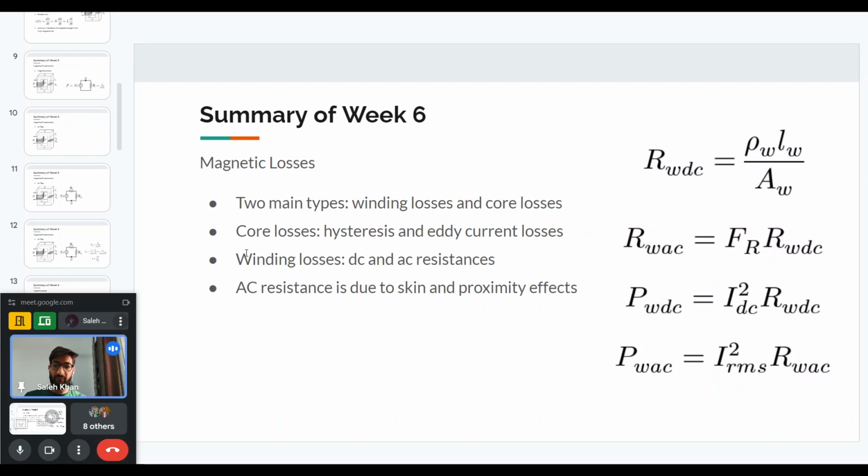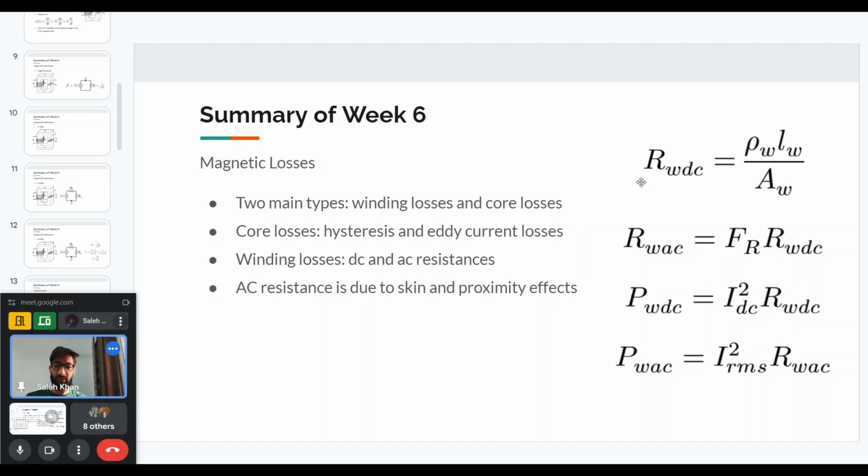So next we have the winding losses. The winding losses can be due to DC resistance and AC resistance. So DC resistance is simply what you understand by resistance of a wire, or the resistance of a winding. It is given by the resistivity times the length divided by the cross-sectional area of the wire, and this will be the DC resistance of the winding.